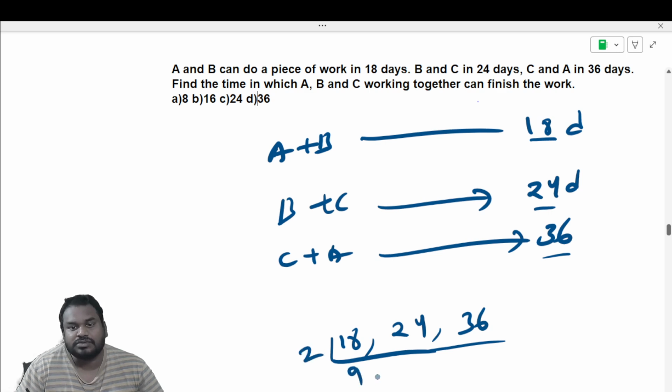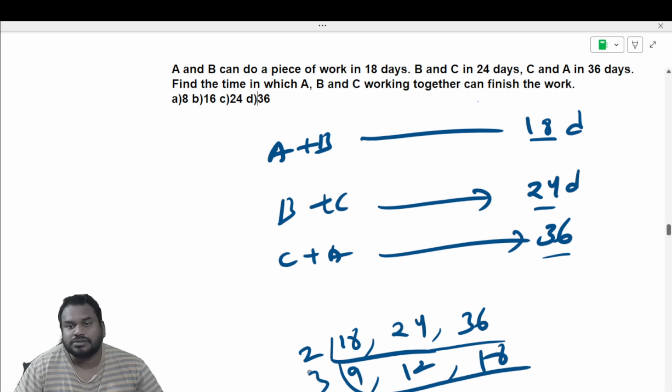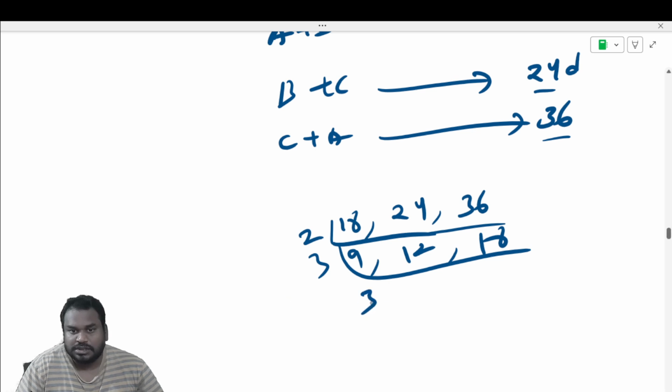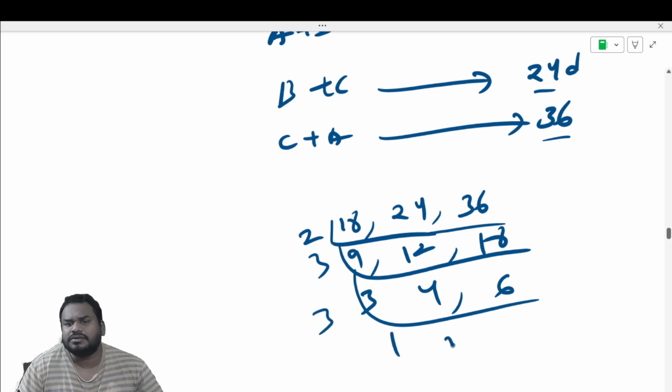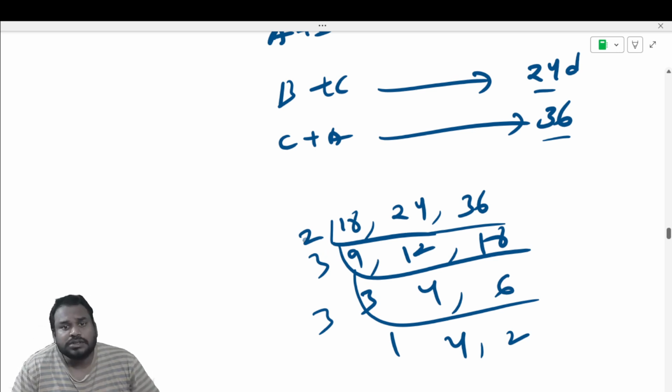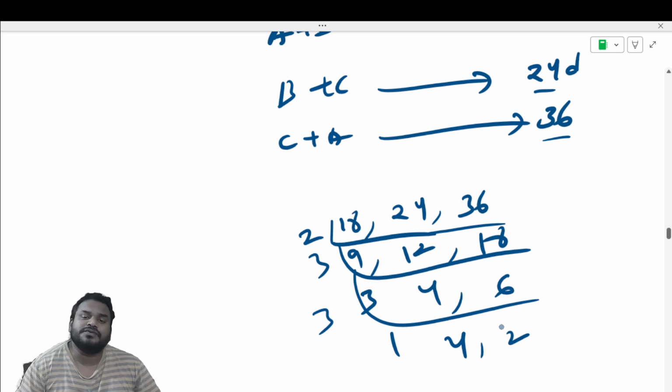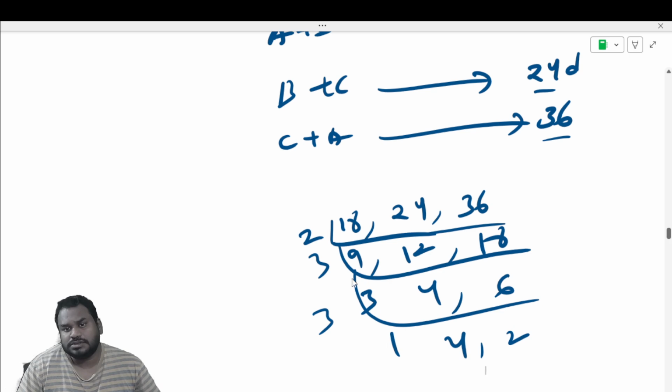2 9s are 18, 2 12s are 24, 2 18s are 36. So next, 3 3s are 9, 3 4s are 12, 3 6s are 18, giving 3, 4, 6. So 2 3s are 6, 6 times 3 is 18, 18 4s are 36, 72, 72 into 2 is 144. You check it out again. 9, 12, 18, then 3, 3, 4, 3, 1, 3, 2.